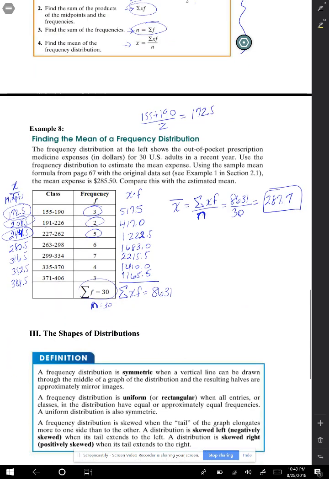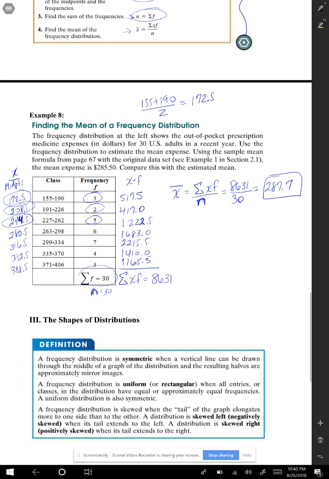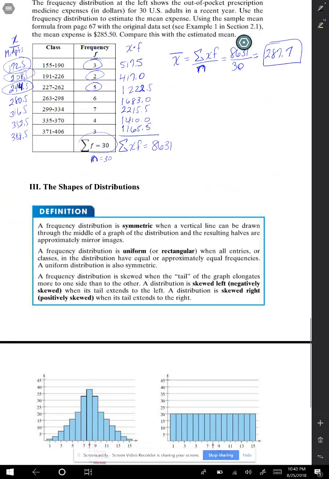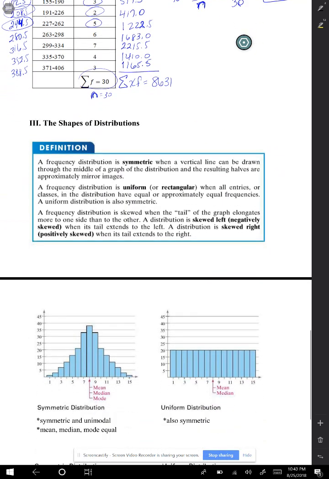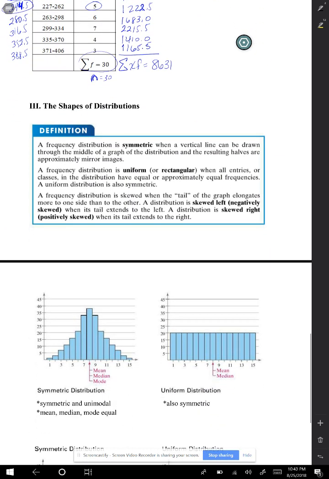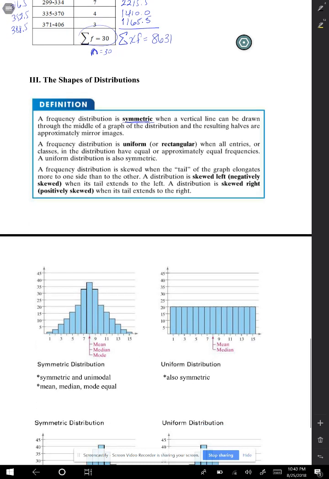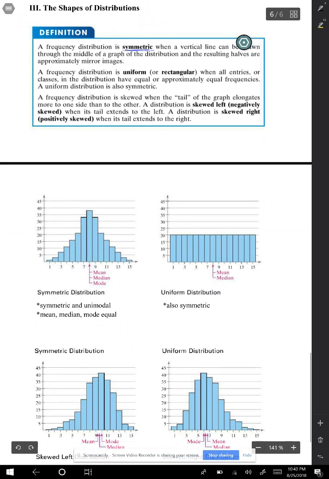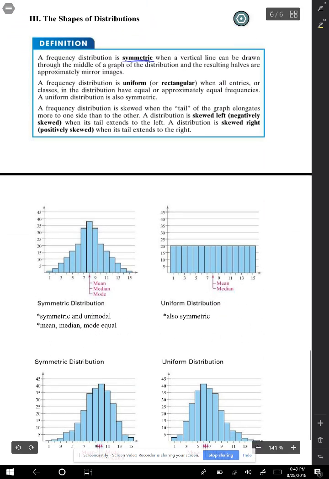All right, the last thing we're going to look at is some graphs, and we're not going to calculate anything, so this part will be quick. This is the shape of your distribution, and if you draw a frequency distribution graph, it is called symmetric when a vertical line can be drawn through the middle of the graph and the resulting halves are approximate mirror images. So I'll show you the example that looks like this. Right here we have a symmetric distribution.